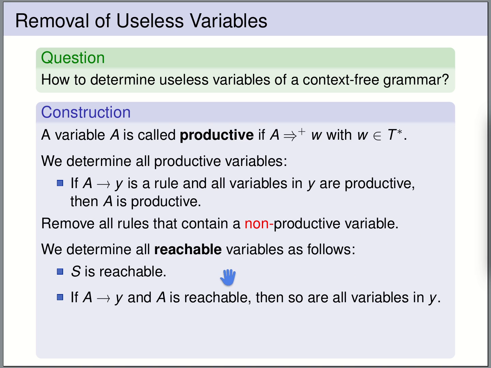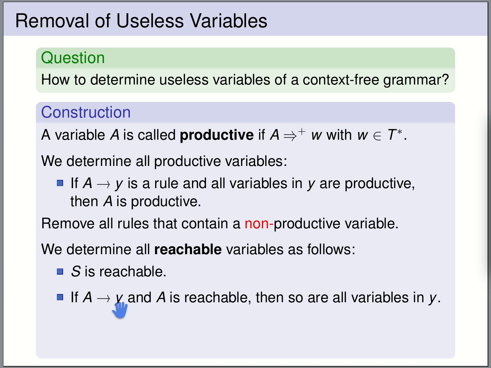Next, we are looking for the reachable variables of the remaining grammar. So what are the reachable variables? We look at the reachable variables from the starting variable S. So the starting variable S itself is always reachable. And if we have a reachable variable A, then all the variables in the right-hand side of a production rule with left-hand side A are also reachable. If A is reachable, then anything in the right-hand side is reachable as well.